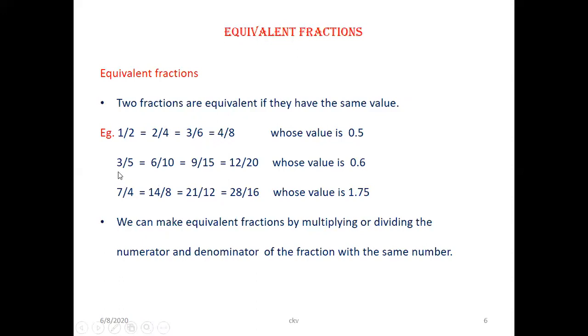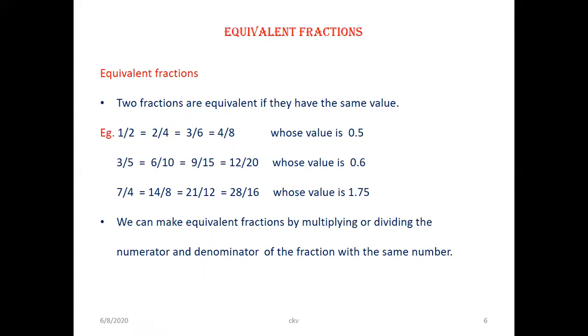Now coming to the next one, 3 by 5 is equal to 6 by 10. What happened here? 3 is multiplied with 2, 5 is multiplied with 2, so 6 by 10. So 6 by 10 is equal to 3 by 5, and these two fractions are equivalent. Why? Because the value of 3 by 5 is 0.6, and the value of 6 by 10 is also 0.6. And this is equal to 9 by 15, because if you divide 9 by 15, you get 0.6 again. See, all these fractions have the same value. That's why they are called equivalent fractions.